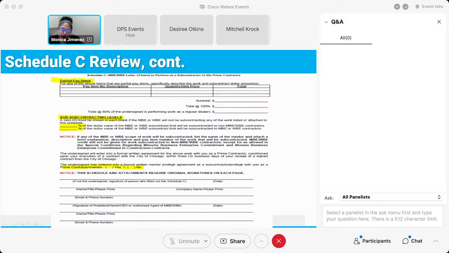And then again, common mistakes. If this is a mentor protege, we want to know whether it is, and we will need a copy of the mentor protege agreement. Check mark yes or no.